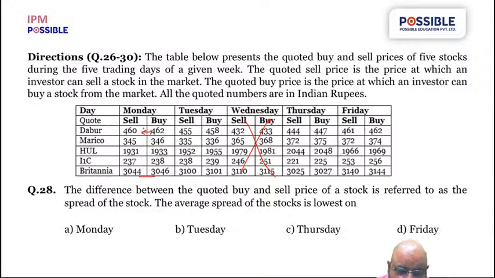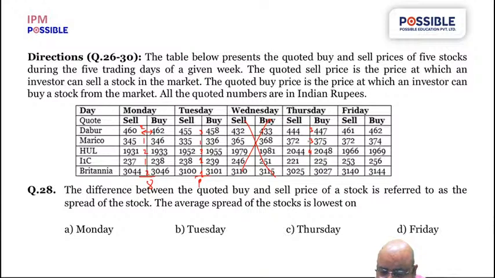So the differences here are 2, 1, 2, 1 and 2. For Tuesday, the differences are 3, 1, 3, 1, 1. Clearly, this is 4, 5, 6, 7, 8. This is 3, 3, 6 and 9. The average accordingly will be smaller if the total is smaller. The difference here is 3, 3, 4.